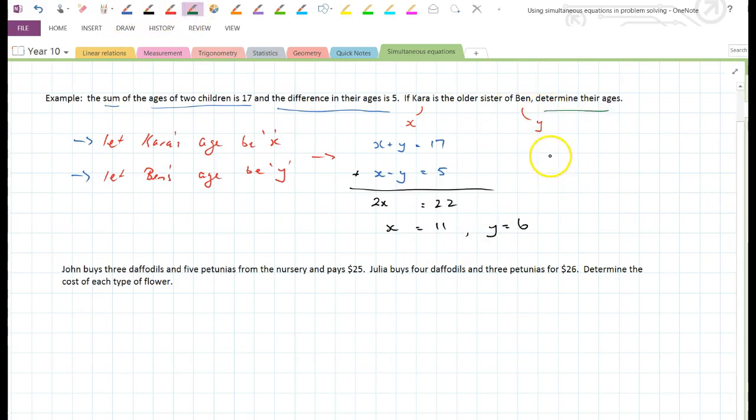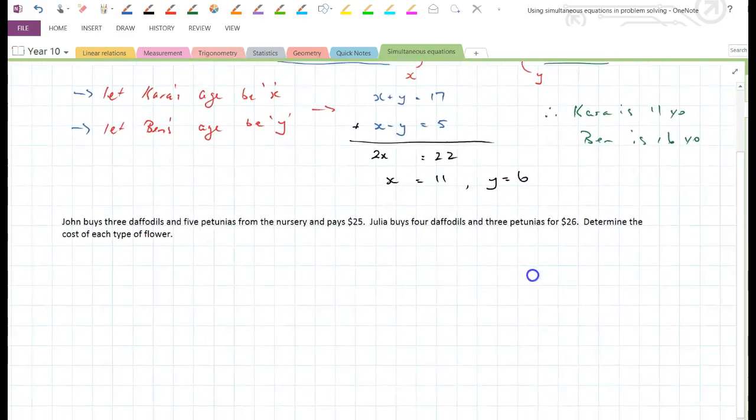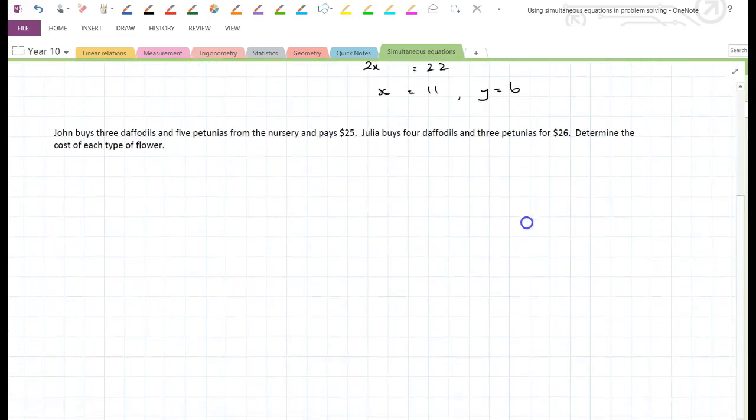Determine their ages. So therefore, Kara is 11 and Ben is 16 years old. Okay, and we're done. Now, I got that by guess and check, but like I said, the method is going to be important to you. It's not always going to be that easy. So let's go to the second question.